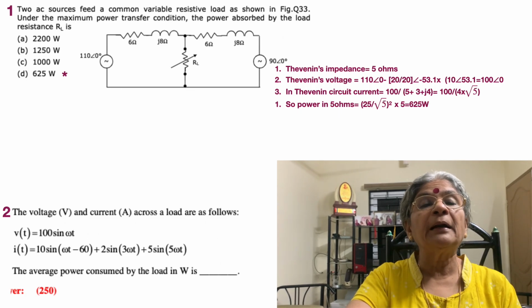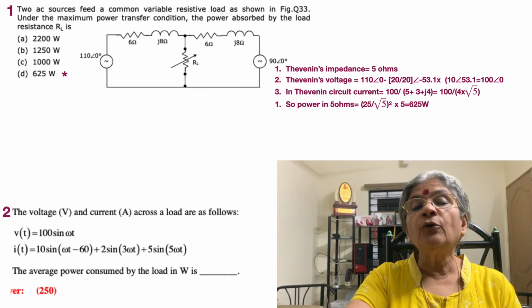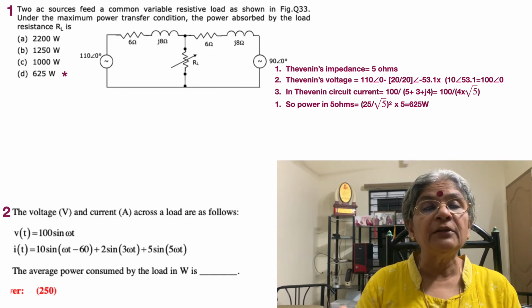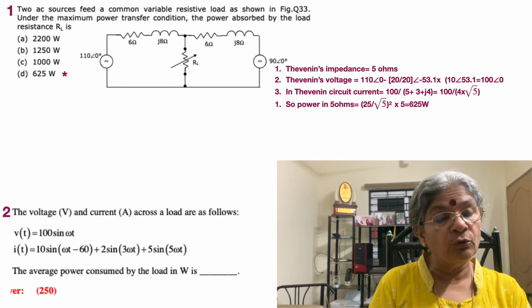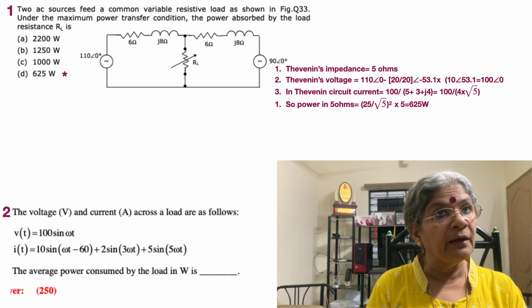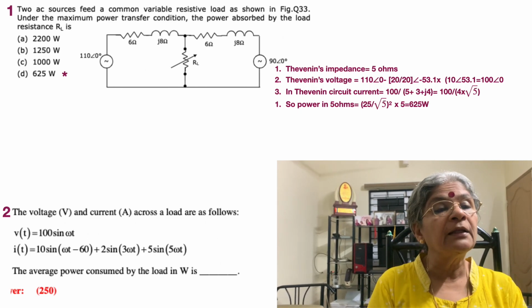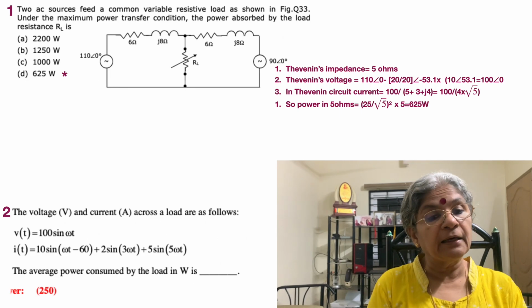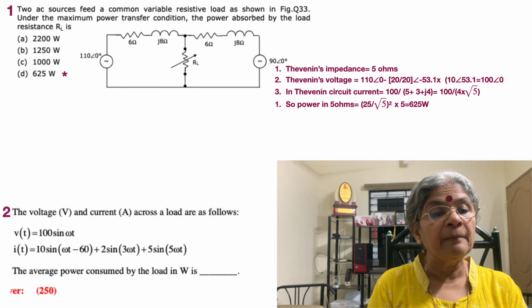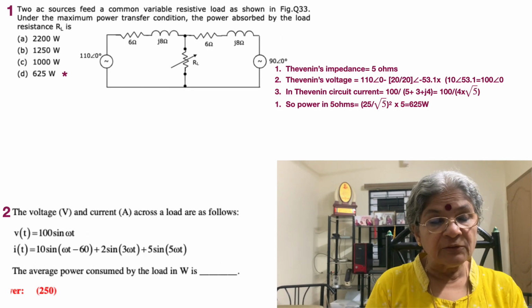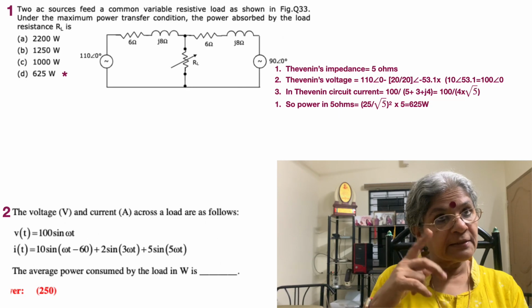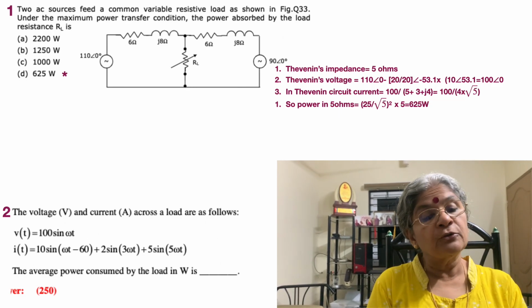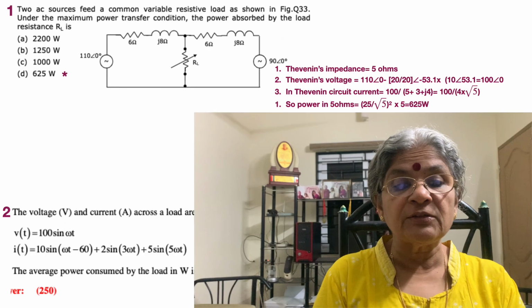All the multiple frequencies that you are seeing here, 3 omega t, 5 omega t, do not matter at all, because you can't have interaction between the two quantities of voltage and current. Only 100 sin omega t as the voltage, interacting with 10 sin(omega t minus 60) as the current, releases a power given by 100 by root 2 into 10 by root 2, because they are maximum values, into cosine of the angle between them. Both are sine quantities, so the angle between them is 60, so cos 60, which gives us a value equal to 250 watts.